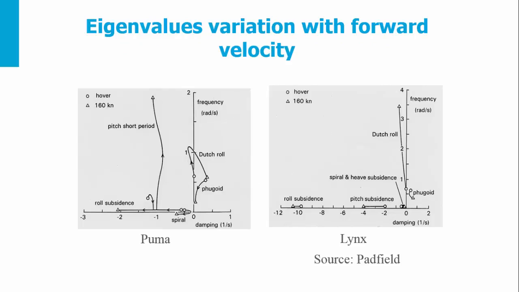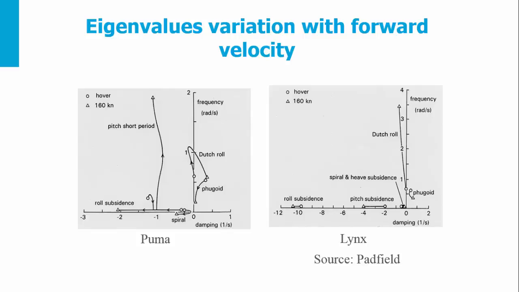Here you see a picture of the eigenvalue modes varying with forward velocity. There are two helicopters: on the left-hand side the Puma helicopter, on the right-hand side the Lynx helicopter. The difference between them is that Puma corresponds to an articulated helicopter, while Lynx corresponds to a hingeless helicopter. Here you see the eigenvalues, so the damping and the damped frequency of the motion.